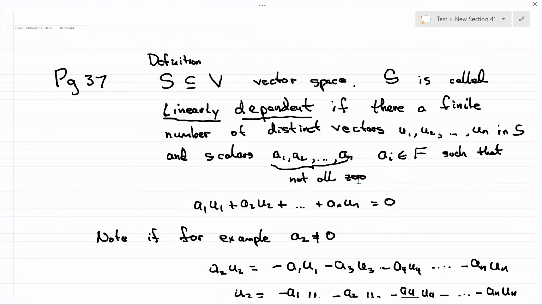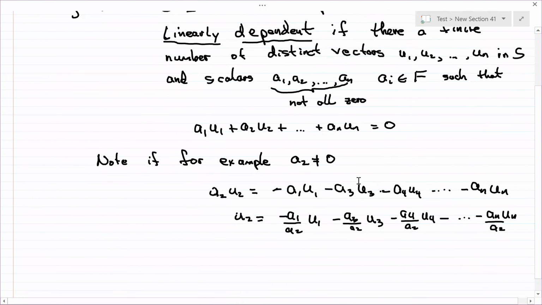Okay. Now, if we turn the page, look at page 38, it has a definition of linearly independent. And so I'll just quickly write that definition, not two definitions.